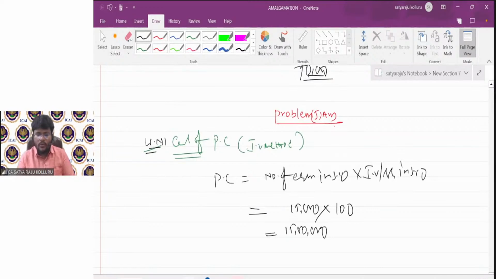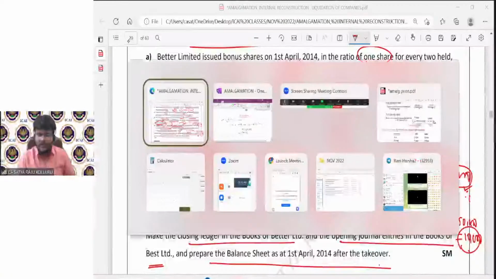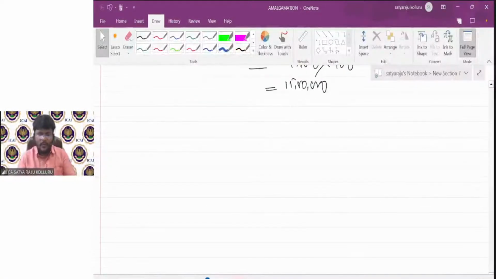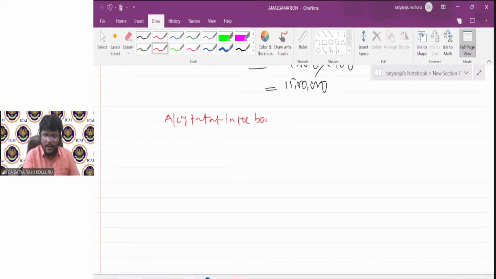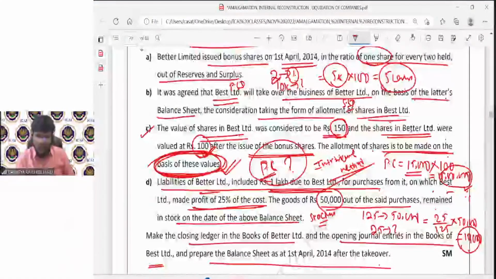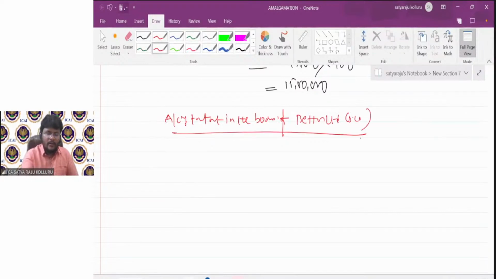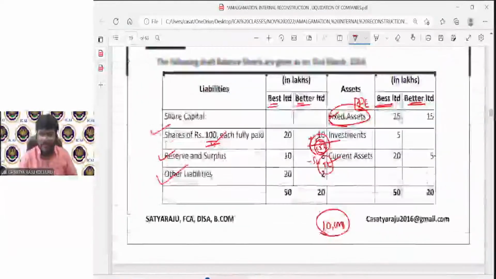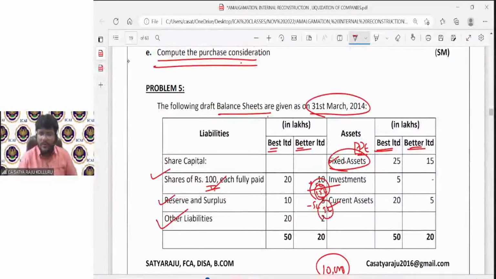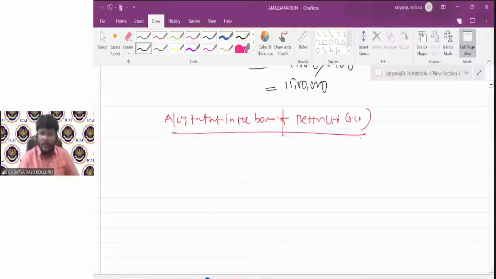Now you can go to the accounting treatment in the books of the selling company, guys. So what is the selling company name? All of you let me know. Better Limited, right? Better Limited. Apply the 5-step approach. The 5-step approach means, first, dismantling of balance sheet. Dismantling of balance sheet means assets and liabilities which are taken over by the purchasing company should be closed and transferred to realization account at book values.